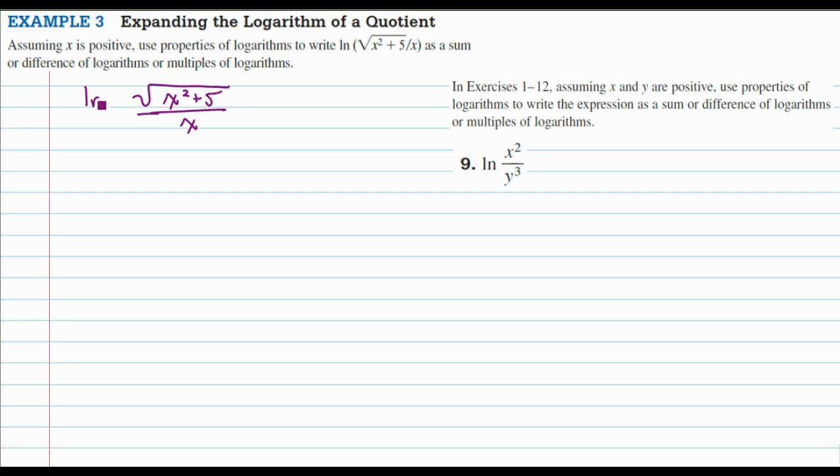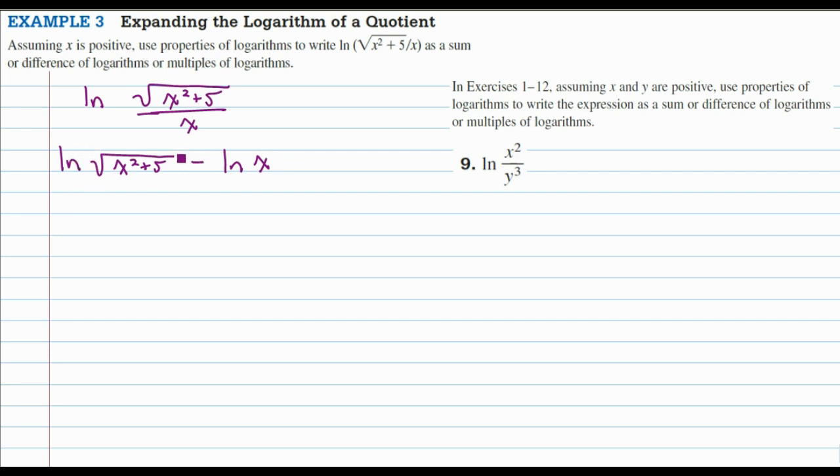Okay, so first, the natural log of, I have a numerator and denominator that are being separated by division, so I am going to write those as two separate logs, now using subtraction. The natural log of the numerator minus the natural log of the denominator. So one log got split into two.